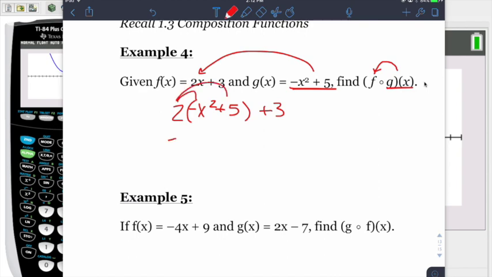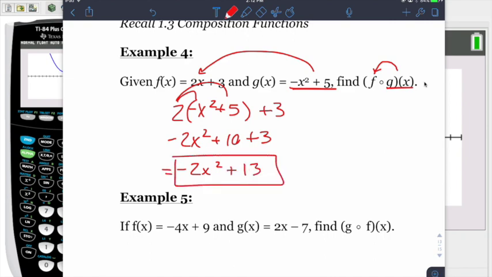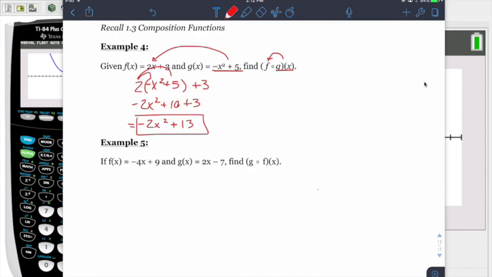And then we distribute, it's negative 2x squared plus 10, and then plus 3. And then combine like terms, so that's negative 2x squared, I guess, plus 13 right there. Alright, and that was all we needed to do there.